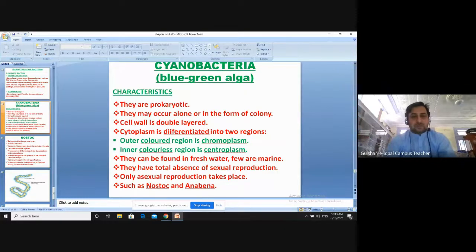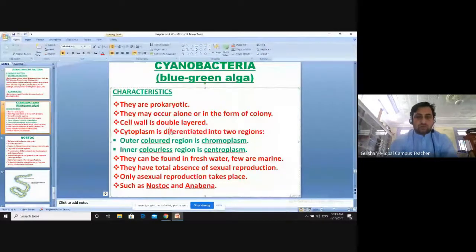The cell wall of cyanobacteria is double layer. They have two layers of cell wall present in them. Their cytoplasm is differentiated into two regions. The outer region is colored. That colored region is known as chromoplasm, and its inner region is colorless, and that colorless region is known as centroplasm. So cell wall is double layer. Cytoplasm is differentiated into two regions. Outer colored region is chromoplasm. Inner colorless region is centroplasm.